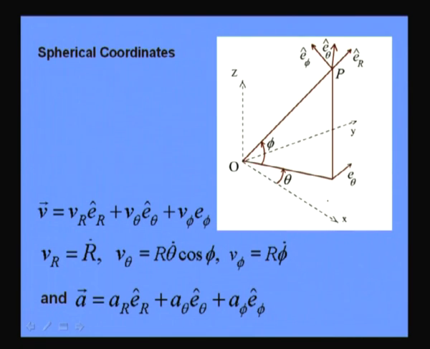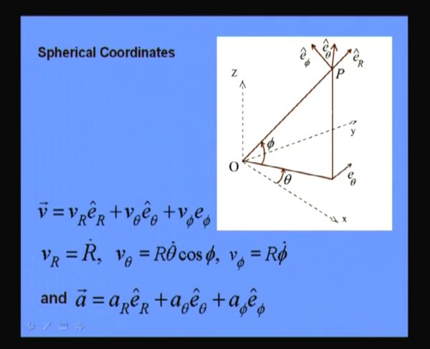In spherical coordinates, we can employ the spherical coordinate system also to indicate the position of a particle P. Here, three coordinate systems have been shown. This is the Cartesian coordinate system indicated by x, y and z. Then we have cylindrical coordinates, and we have spherical coordinates. In this, the particle is at position P.